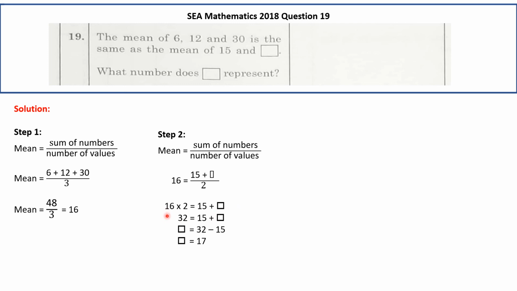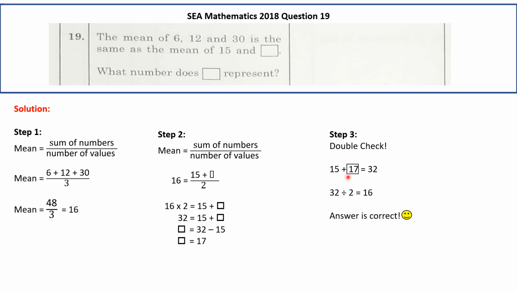So we're going to simplify now. 16 multiplied by 2 is 32. 32 is equal to 15 plus the value in the box. So if I don't know what that value is, all I can say is 32 take away 15, and that'll give me 17. Final step, let's double check our answer.